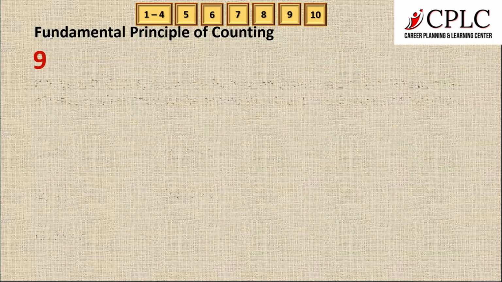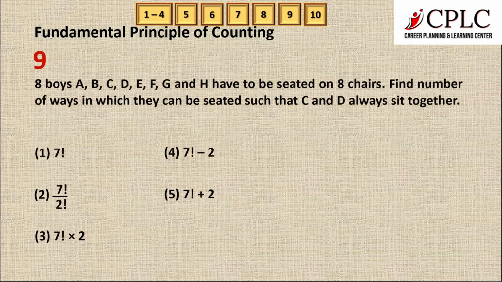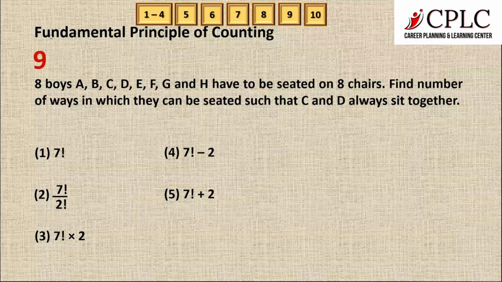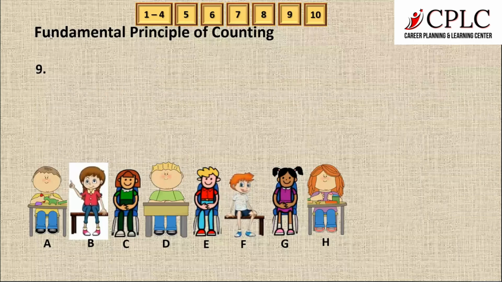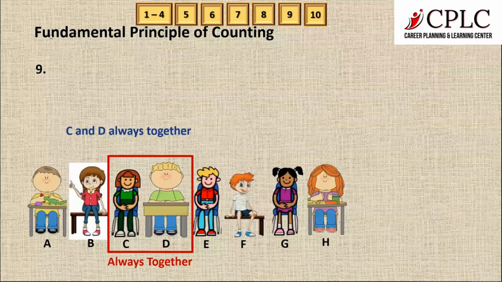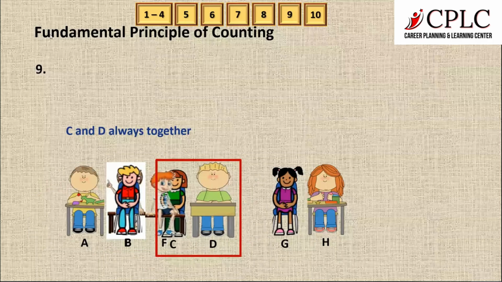Moving to the next question. 8 boys A to H have to be seated on 8 chairs. Find the number of ways in which they can be seated, such that C and D are always together. Now, C and D are always together. That means we have to assume them as one entity. So if C and D is one entity, there are a total of 7 entities, one group and 6 individuals.